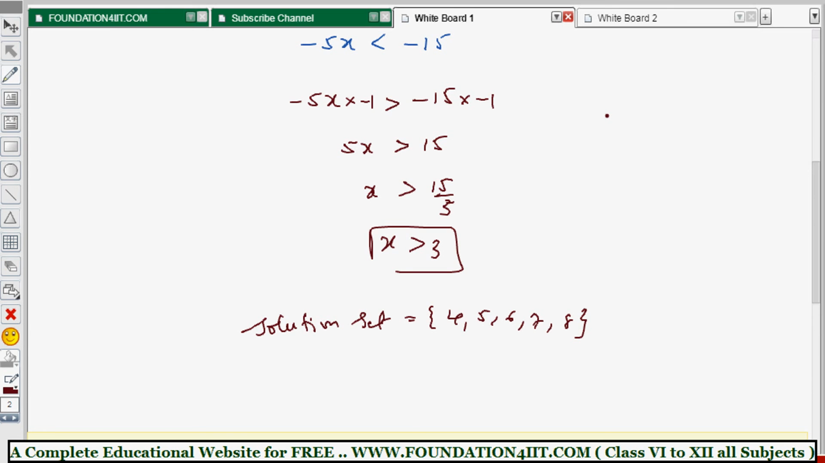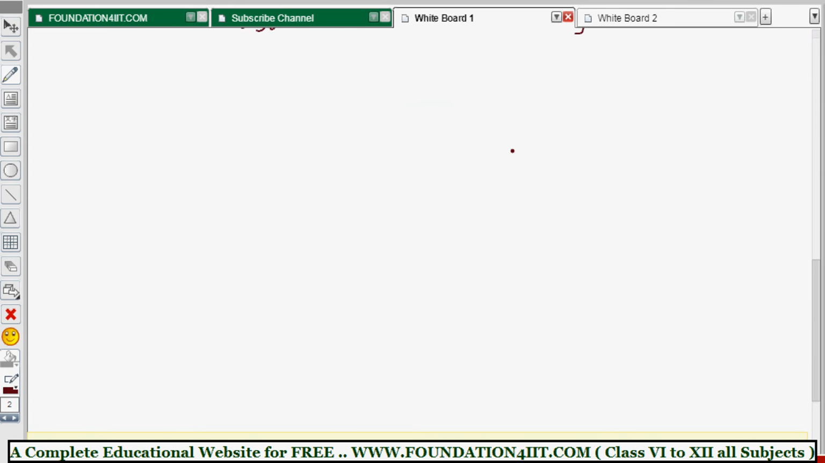And one more sum. If there are two inequations in between, see how to solve. The question is: solve 11 less than 4x plus 1 and less than or equal to 21. Here x belongs to integers. Okay, the notation you remember. 11 less than 4x plus 1 and less than or equal to 21. So we should take up two separately, like first two and last two.